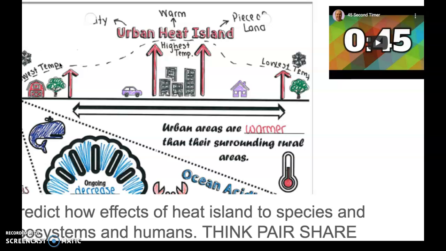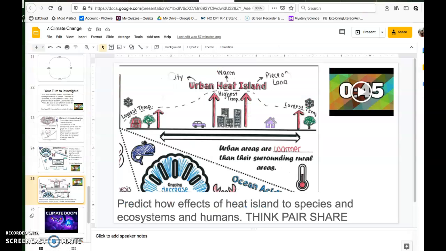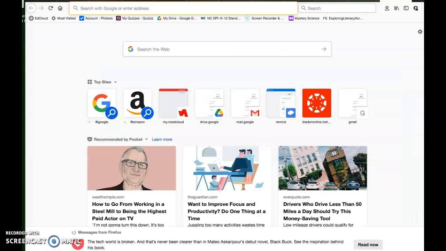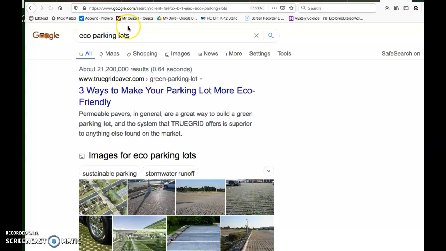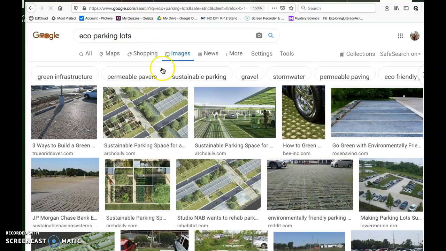That's why cities are taking initiatives to do things like paint buildings white, decrease the amount of asphalt that they have in an area, the pavement, doing sustainable practices like, it's one of my favorite things to look at. What are they called? Eco parking lots. Let's see if this brings up what I'm talking about. Sure does. Okay. Eco parking lots.